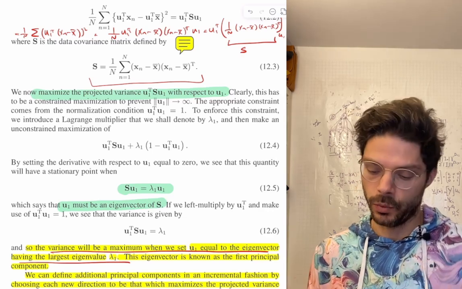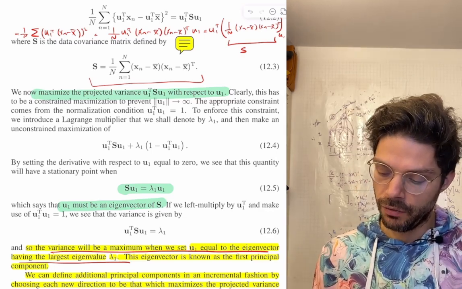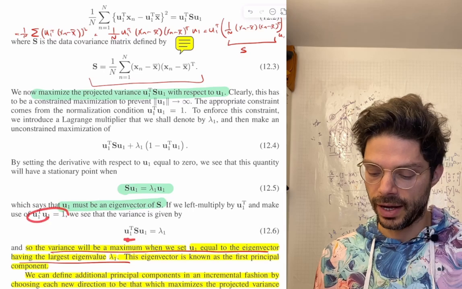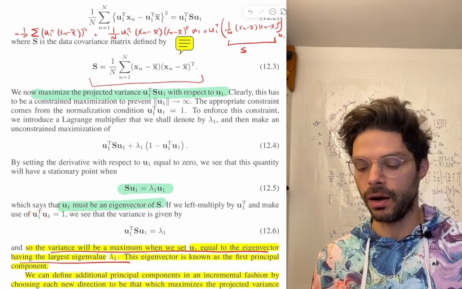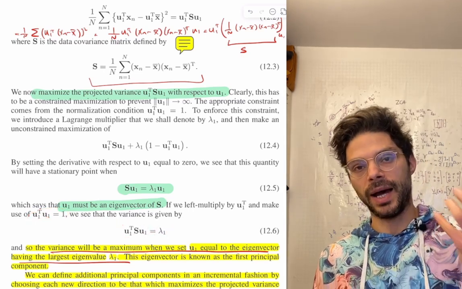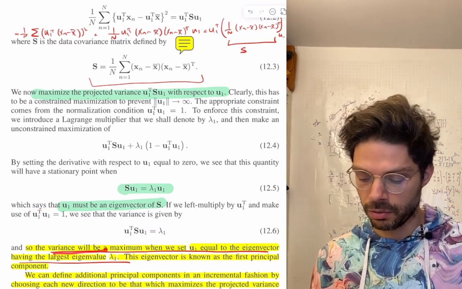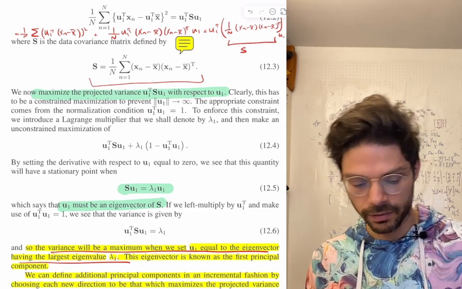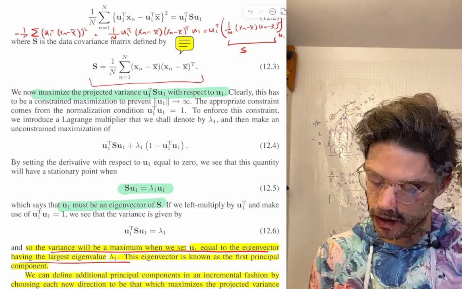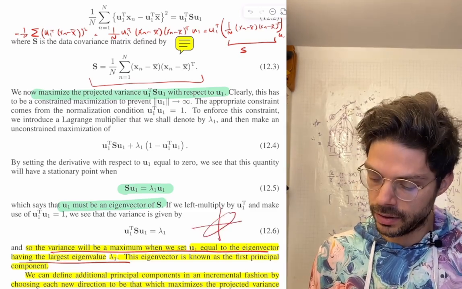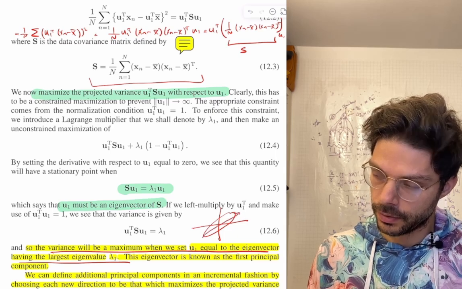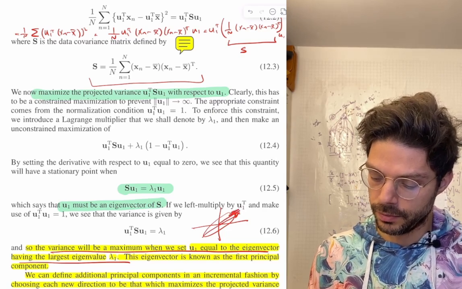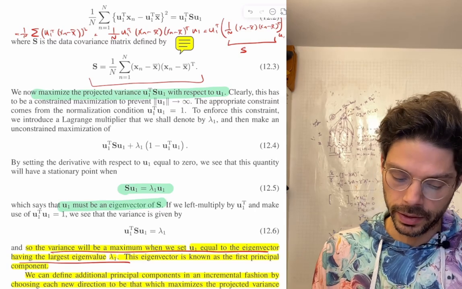So how do we find the one we actually want? So what we say is, well, if we left multiply by u1 transpose and make use of this constraint, we see that actually this quantity we were after, that variance, is given to us by the eigenvalue. So the variance will be maximum when we set u1 equal to the eigenvector having the largest eigenvalue. So this makes lots of sense because, for example, for data like this, you've got, this will be your first, oops, let me just draw it slightly more cleanly.